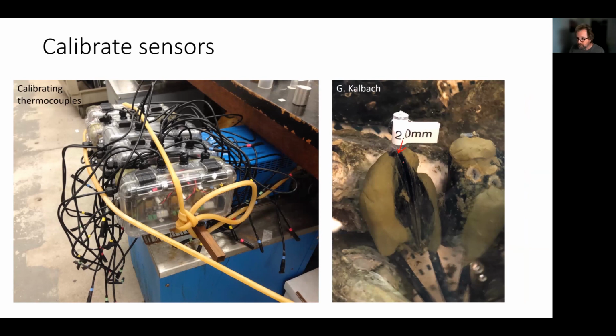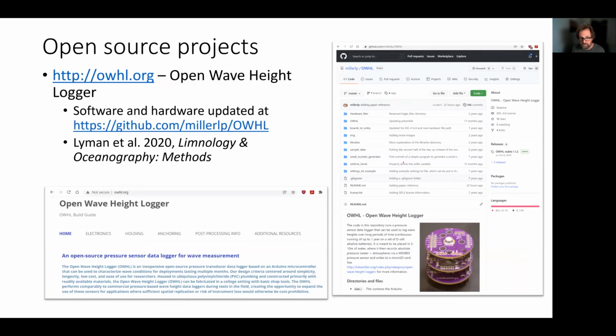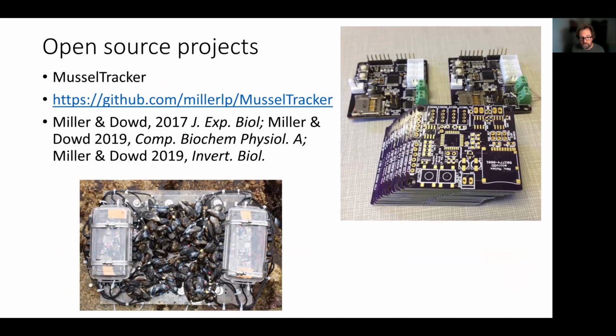So I'll just finish at this point by pointing you to some resources. Probably my most well-developed one is the Open Wave Height Logger project at owhl.org. There's a paper that runs through the actual project, what it does, how it performs. And then we've provided this website with a whole build guide for all the electronics and also the housings, including how to program the things. And then we do keep a GitHub project site going with updates occasionally to keep this thing current and working for new users.